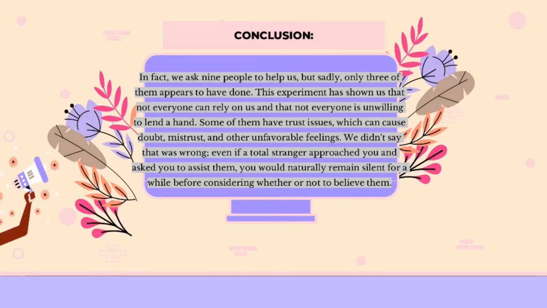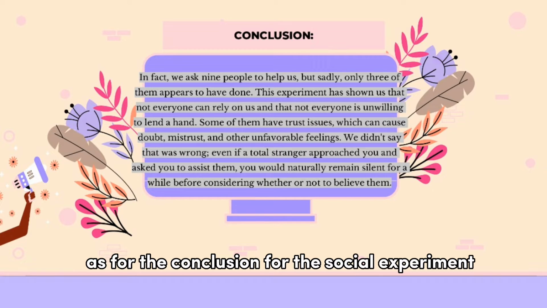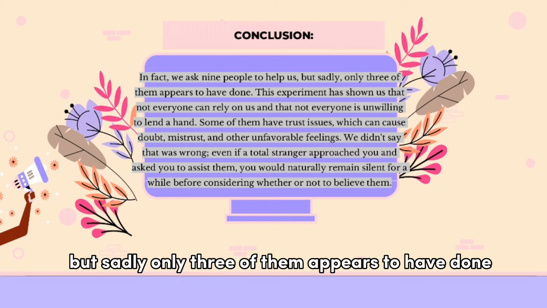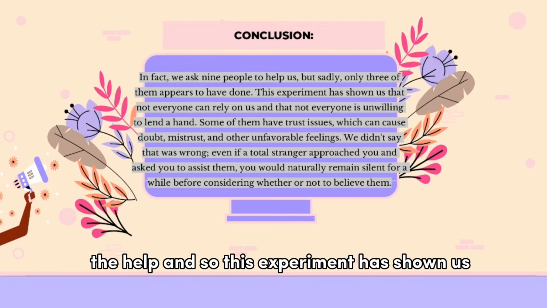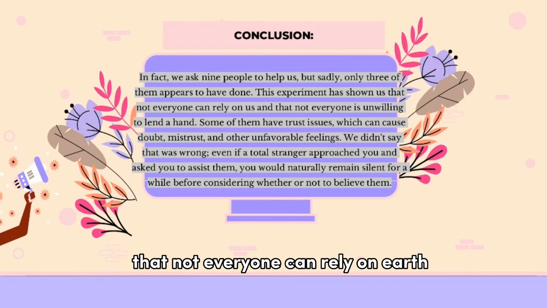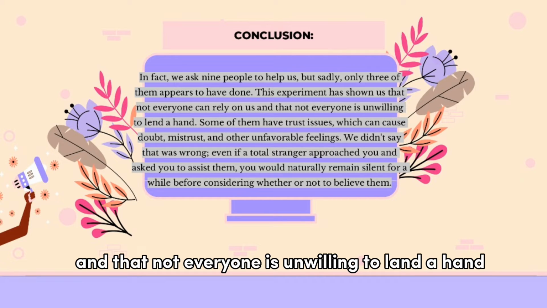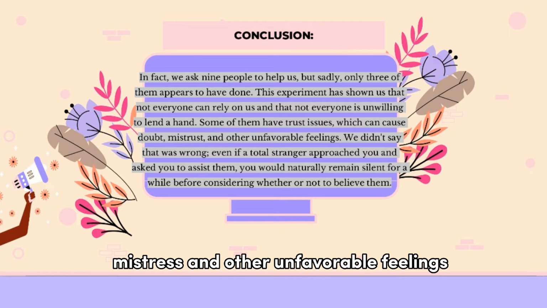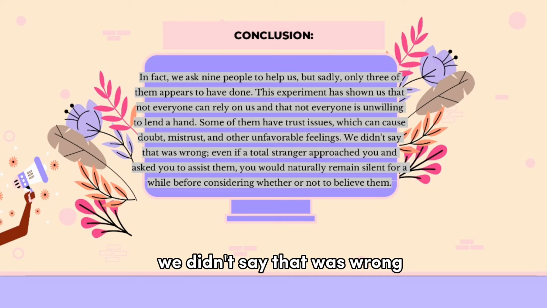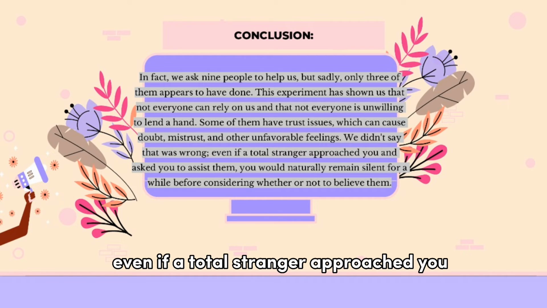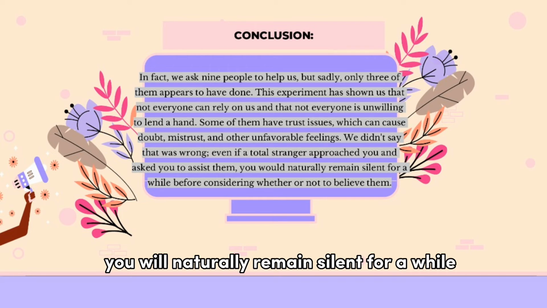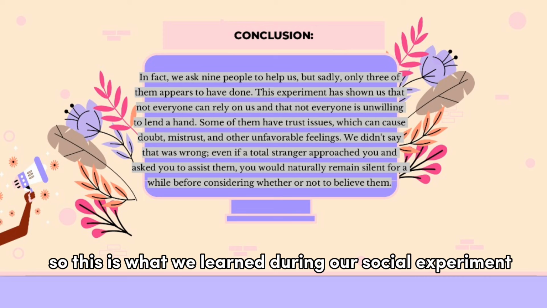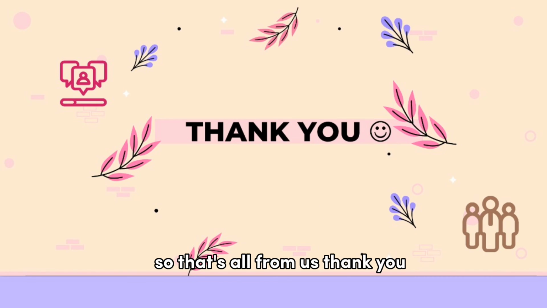Okay, Jeff. Alright, done. As for the conclusion of the social experiment, we asked 9 people to help us, but sadly, only 3 of them helped. This experiment has shown us that not everyone can be relied on, and that not everyone is unwilling to lend a hand. Some of them have trust issues, which can cause doubt, mistrust, and other unfavorable feelings. We didn't say that was wrong. Even if a total stranger approached you and asked you to assist them, you would naturally remain silent for a while before considering whether or not to believe them. So this is what we learned during our social experiment. That's all from us. Thank you.